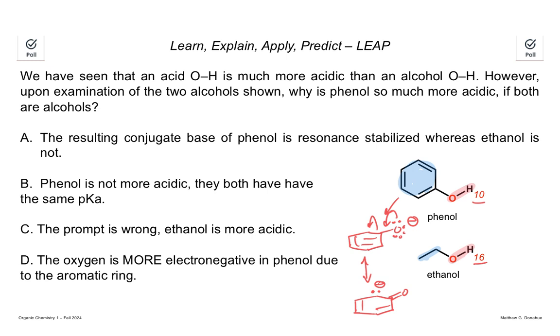But when you deprotonate ethanol, the negative charge can't do anything. It's stuck on that oxygen. So there's no way to stabilize it. The correct answer for this would be A. The conjugate base of phenol is resonance stabilized, whereas ethanol's is not. So again, even though they both have OH, we have to look at other parts of the molecule to help rationalize why one is more acidic than the other.